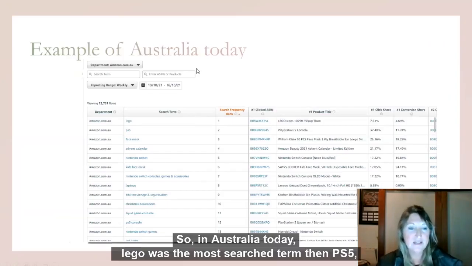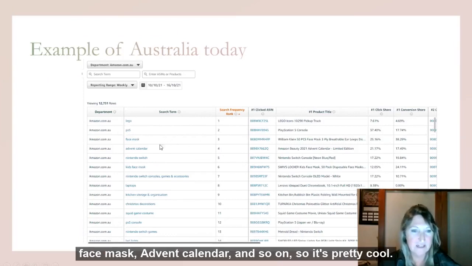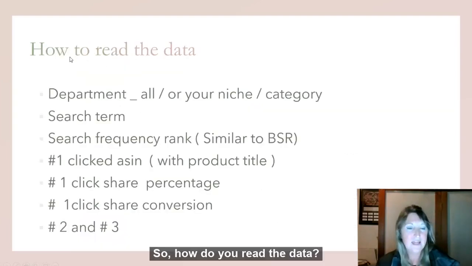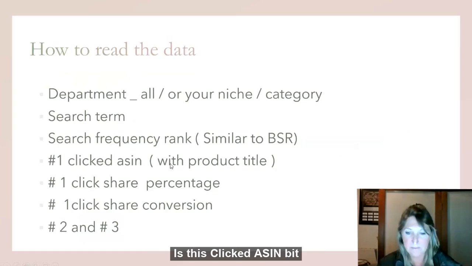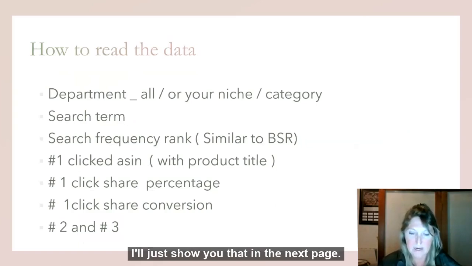So in Australia today, Lego was the most searched term. Then PS5, face mask, advent calendar, and so on. So that's pretty cool. Okay, so how do you read the data? What's really good about this is this clicked ASIN bit. I'll just show you. Go to the next page.